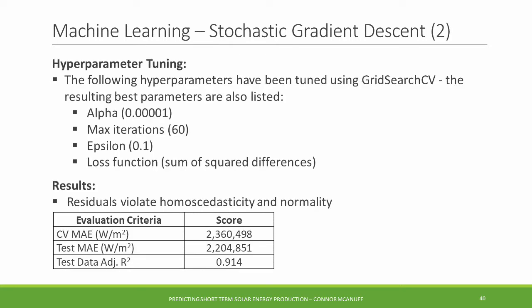Hyperparameter tuning for this model is done using grid search CV. A subset of the overall hyperparameters were tuned as a result of time constraints for this project: alpha, max iterations, epsilon, and the loss function type. The model results in very similar evaluation criteria values as Model 1A, the simple linear regression. Perhaps with further hyperparameter tuning, the model could be improved.